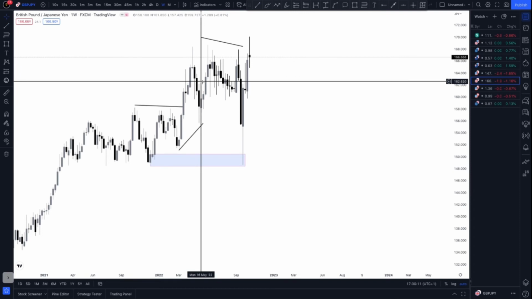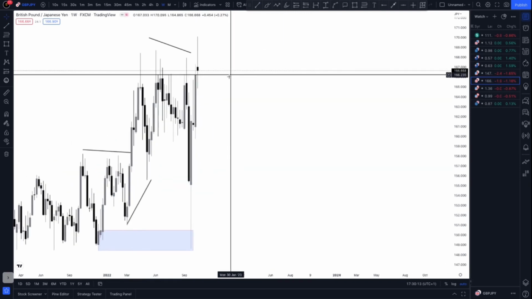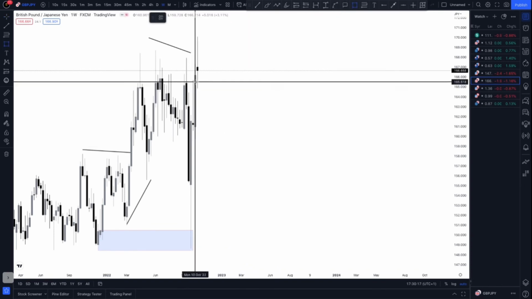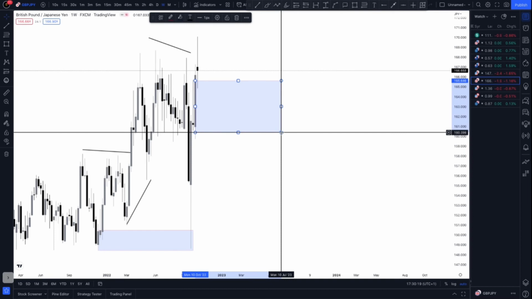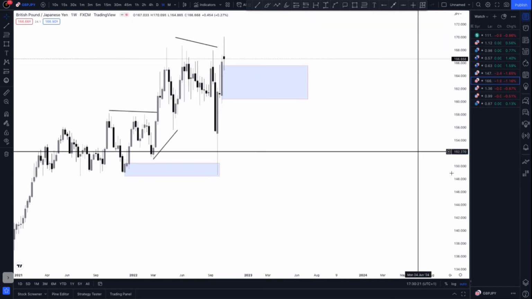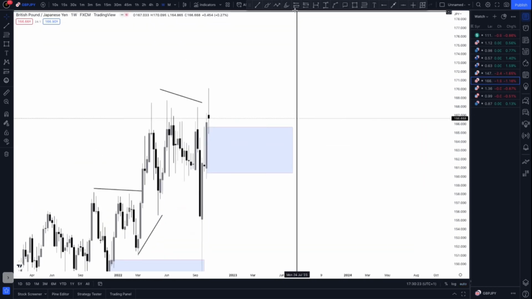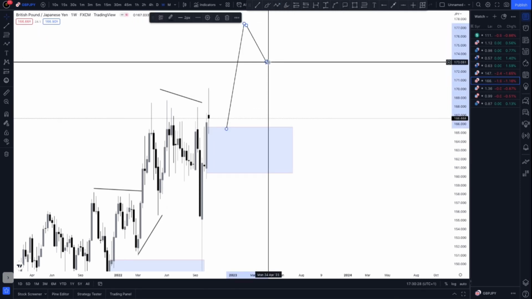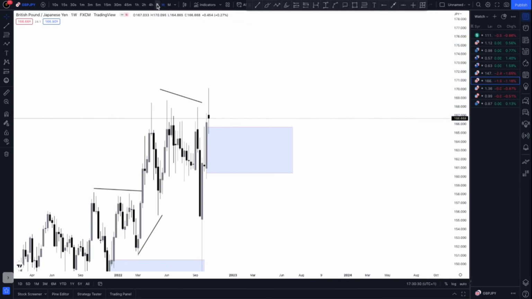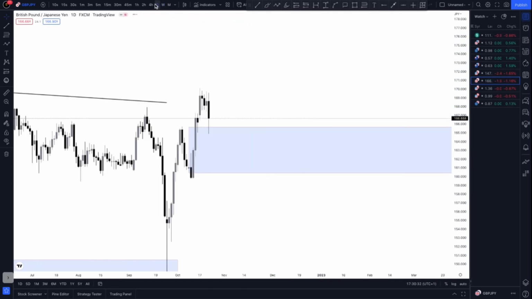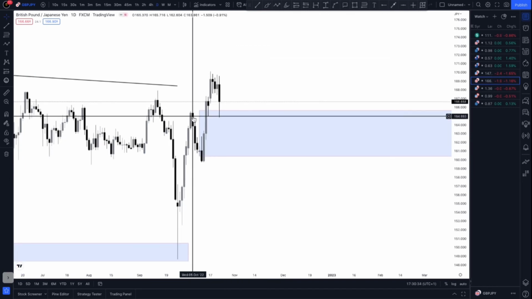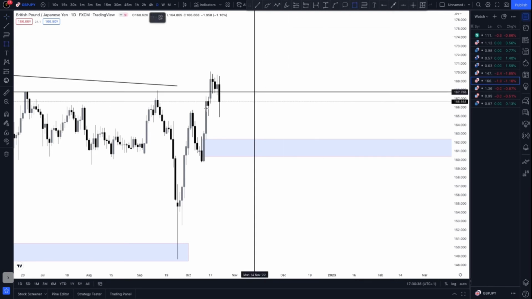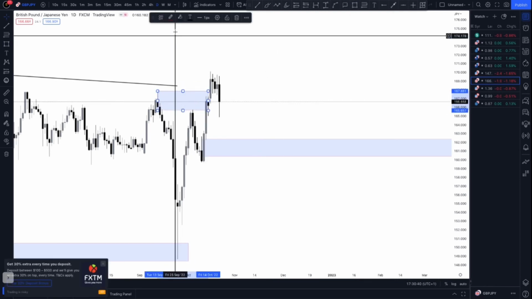On the GBP, I'm currently looking at this level here as a demand which the market is currently reacting to. On the GBP JPY, we are still expecting a push to the upside from our weekly time frame. According to the daily time frame, refining our demand zone, we have our demand zone there, and we also have a supply zone at that level there.